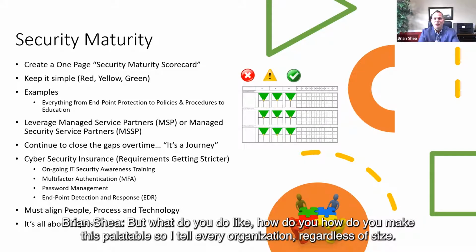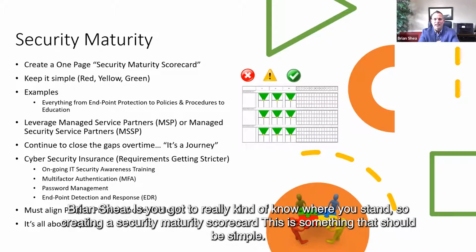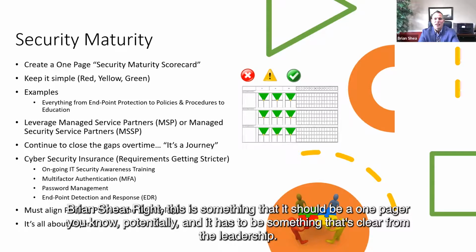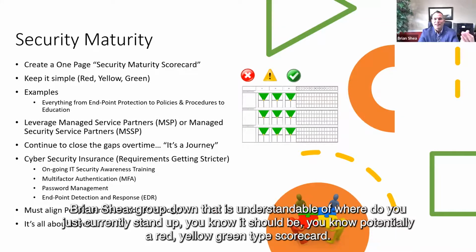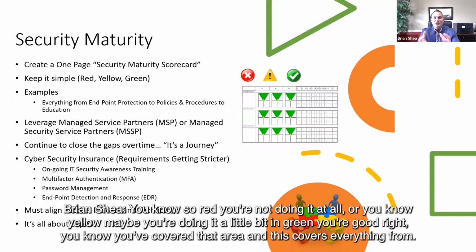So I tell every organization, regardless of size, you've got to really know where you stand. So, creating a security maturity scorecard. This is something that should be simple, right? It should potentially be a one-pager, and it has to be clear from the leadership group down, understandable, of where you currently stand. It should potentially be a red, yellow, green type scorecard. Red, you're not doing it at all; yellow, maybe you're doing it a little bit; and green, you're good, right? You've covered that area.